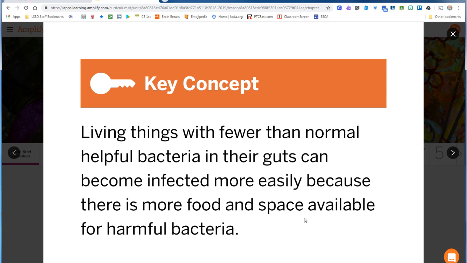So we're supposed to review the key concept here. Living things with fewer than normal helpful bacteria in their guts can become infected more easily because there's more food and space available for harmful bacteria. Okay. So we want to be sure that you're aware of this.